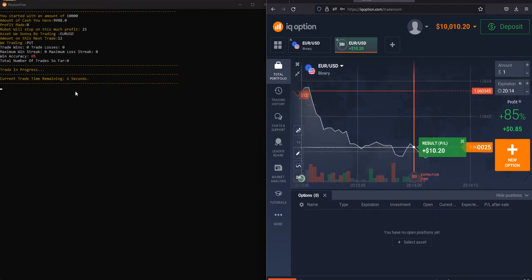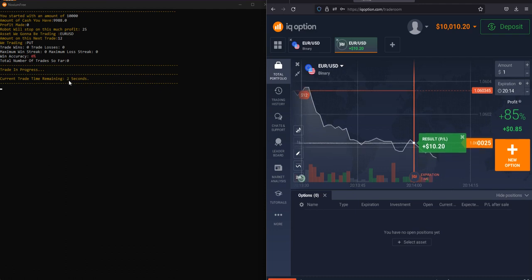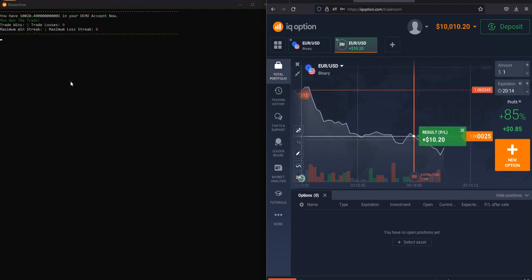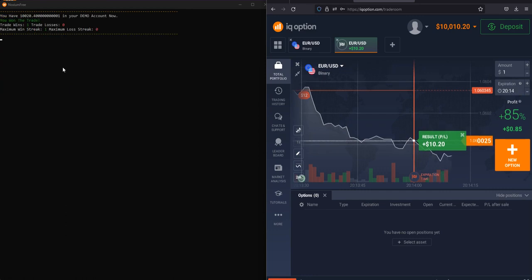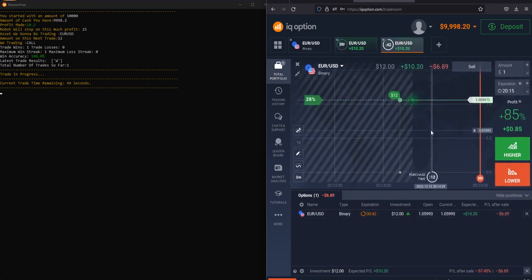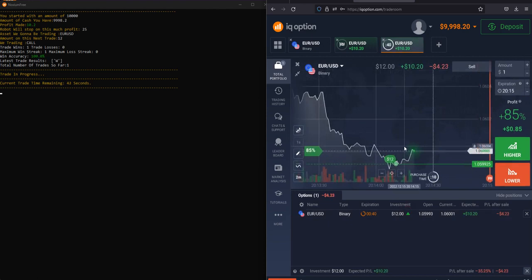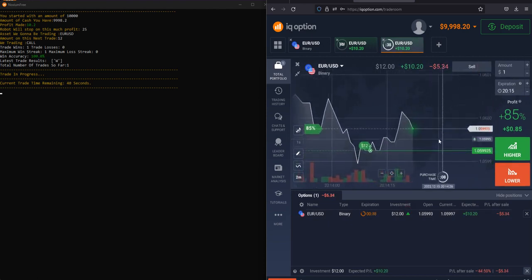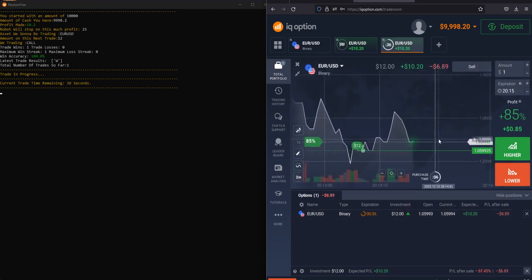Okay, I think this thing is lagging. It is 3-2, still 2 seconds behind, and then we won the trade. Now we have 998. We made a profit of $10 so far, so we're almost there. Let's see the next trade. Oh, it's going in our favor. That's awesome.